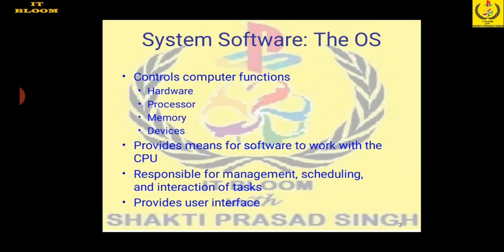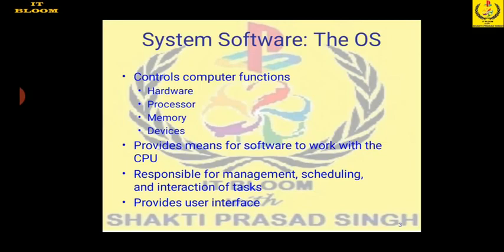The operating system is the main program that controls how your computer system functions, right? The OS manages the computer's hardware, juggling the processor, memory and storage devices, as well as peripheral devices, that is the hardware connected with them, external or internal. The operating system also provides a consistent means for software applications to work with the CPU. Additionally, it is responsible for the management, scheduling and instruction of tasks.